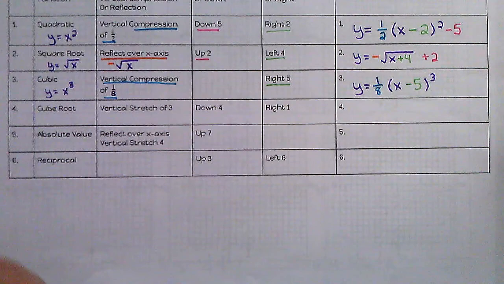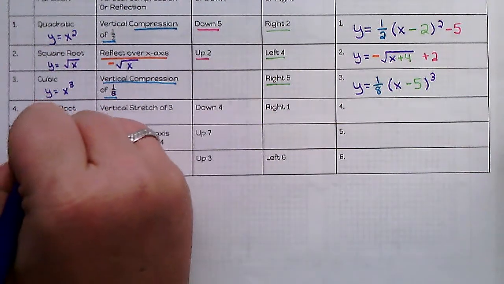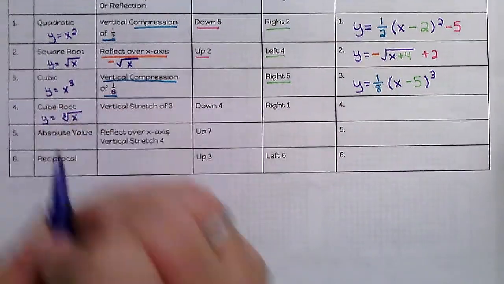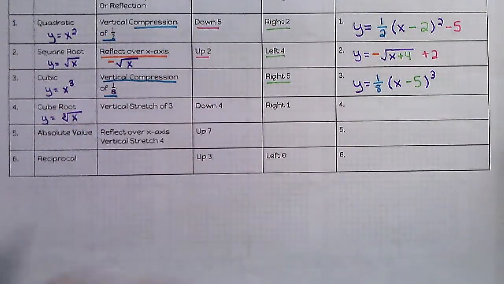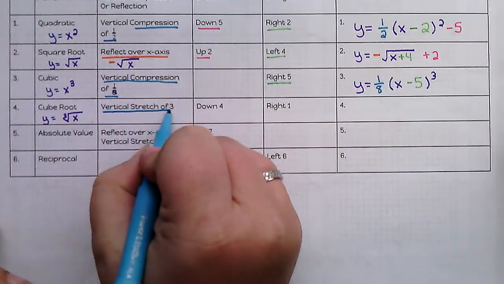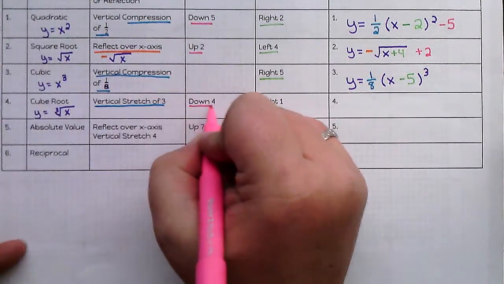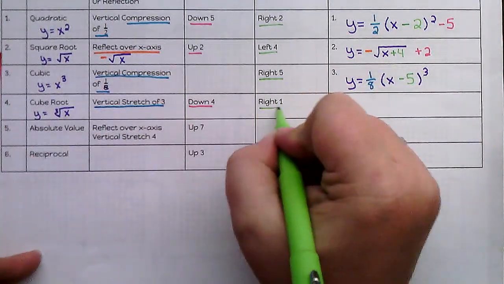So number 4, we have a cube root. So that's when the 3 goes in the index. We have a vertical stretch of 3, so that's going to make it taller and kind of narrower. And we have down 4 and right 1.